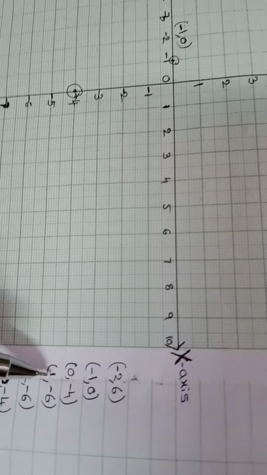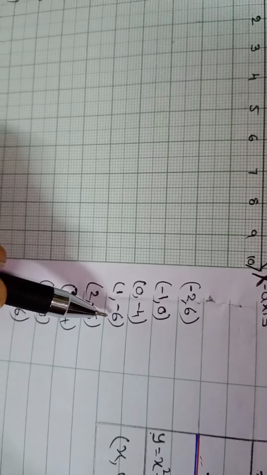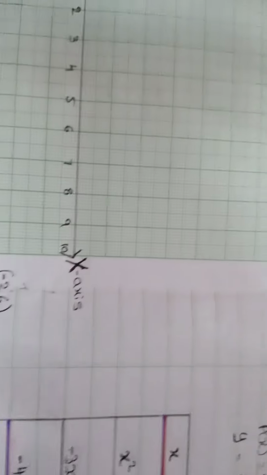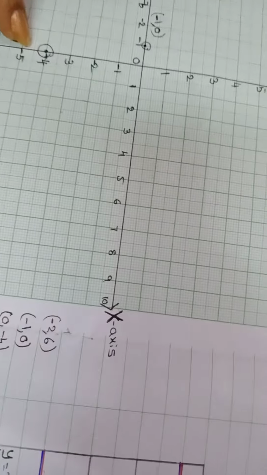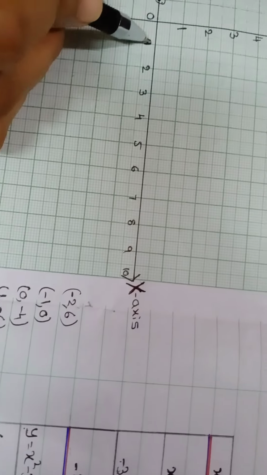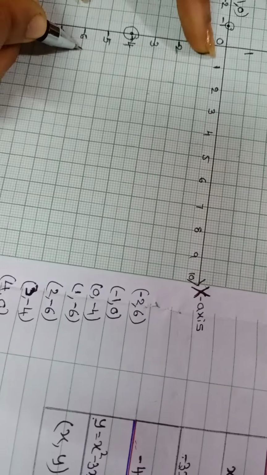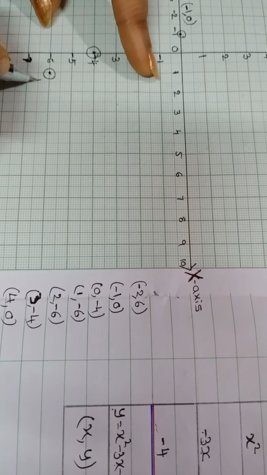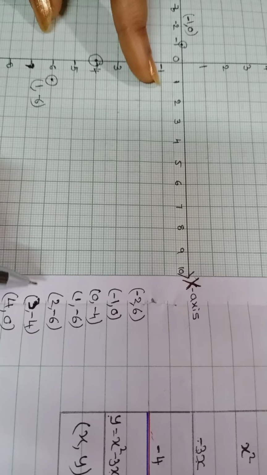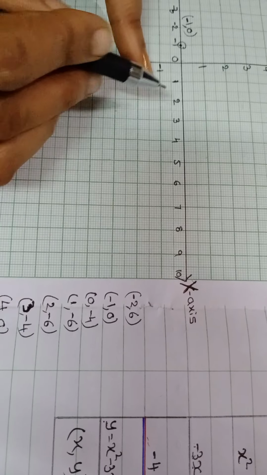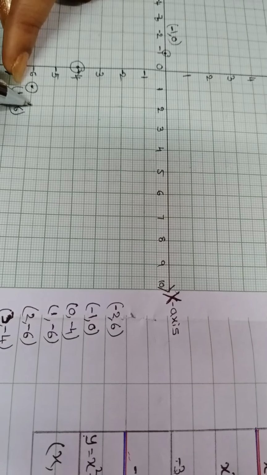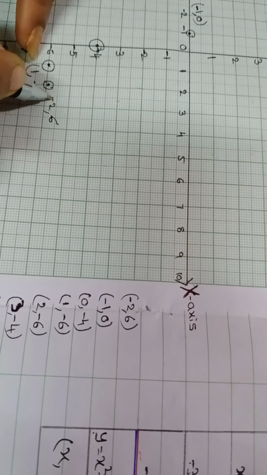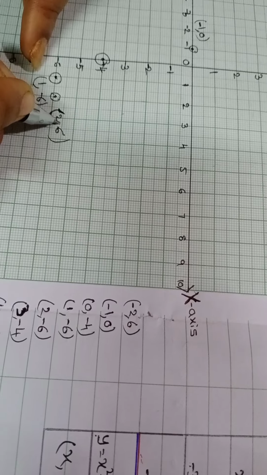Next, 1 comma minus 6. X is 1. Y is minus 6. Next point, 2 comma minus 6. X is 2, y is minus 6. Sorry, 2 comma minus 6.